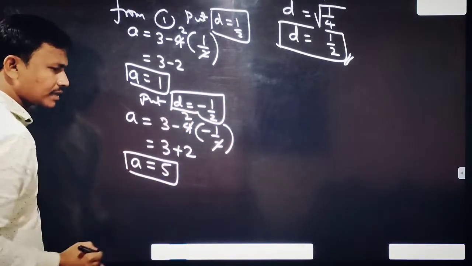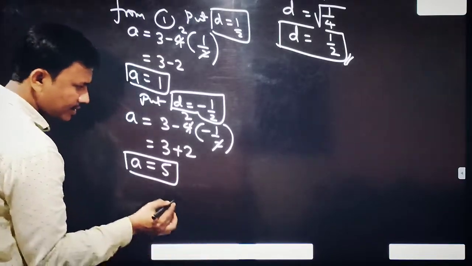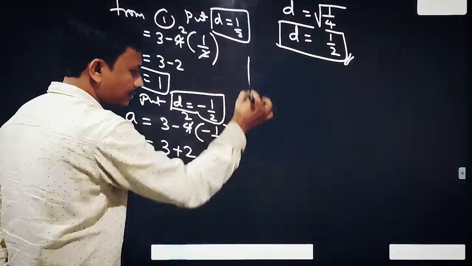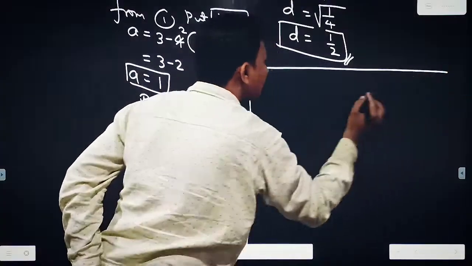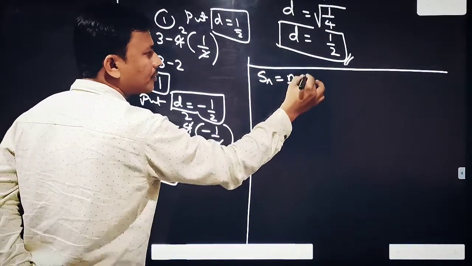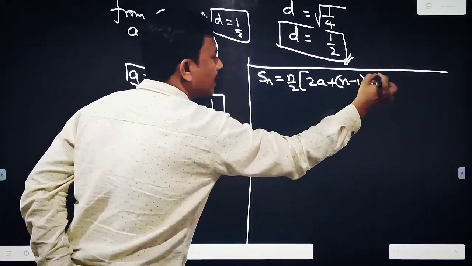What they are asking here is the sum of 16 terms. Sn is equal to n by 2 in bracket 2a plus n minus 1 into d.